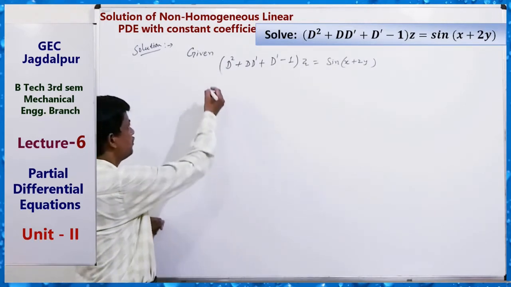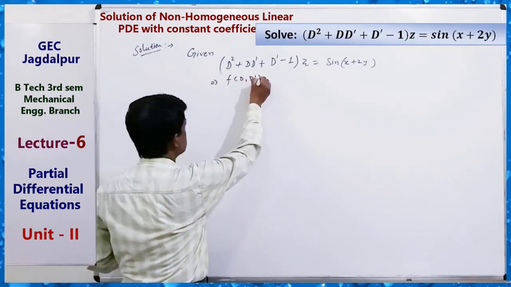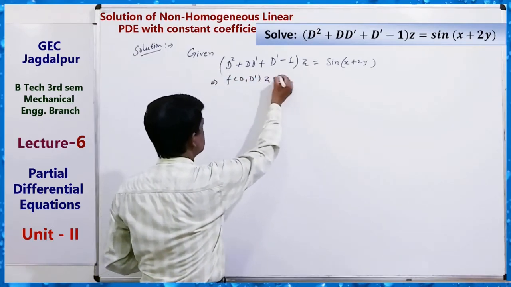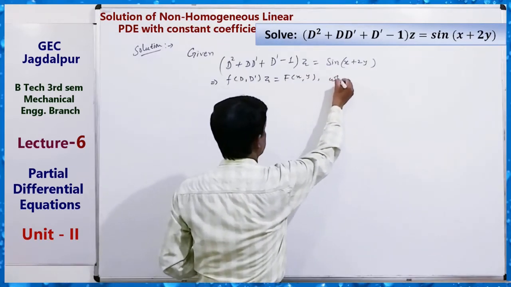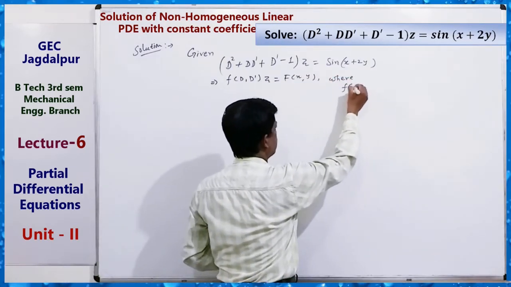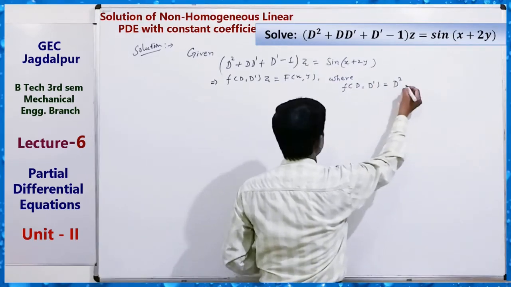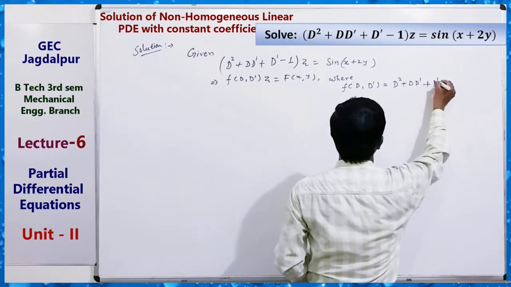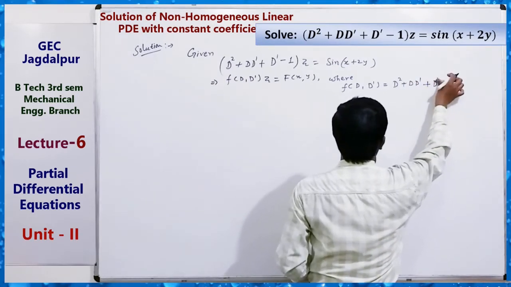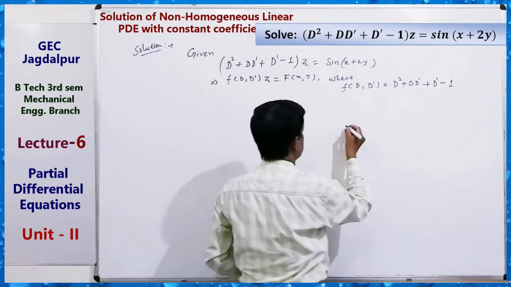For the CF, F(D, D') z = 0, where F(D, D') = D² + DD' + D' − 1.